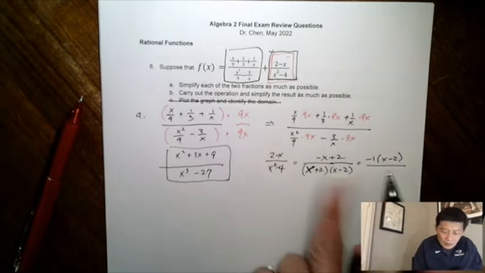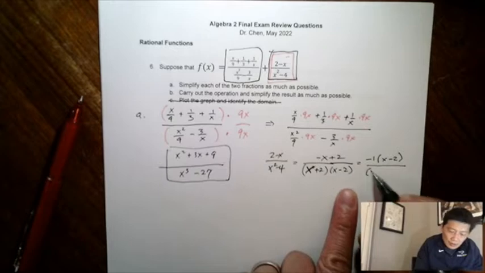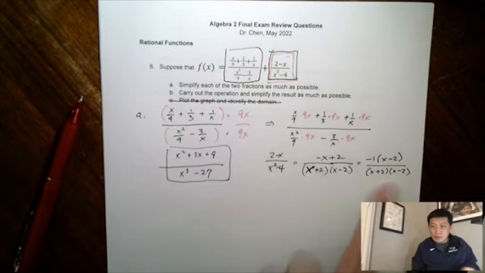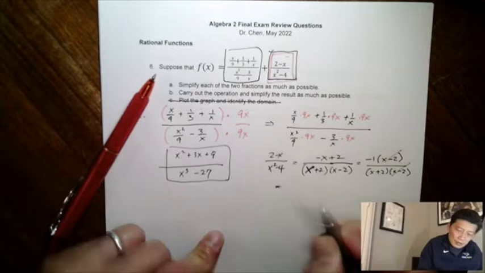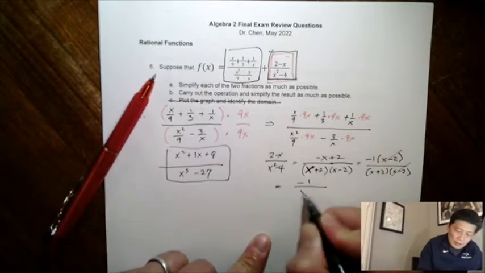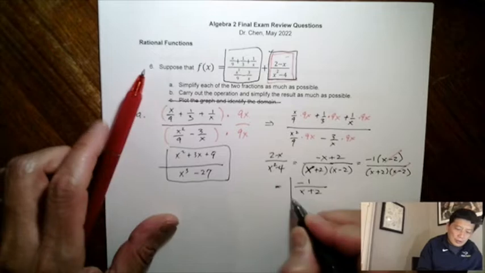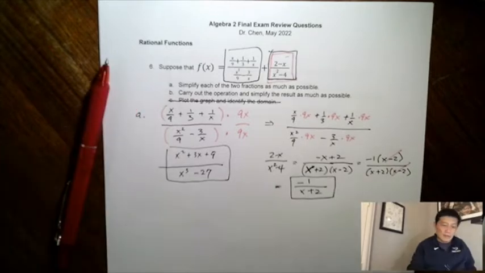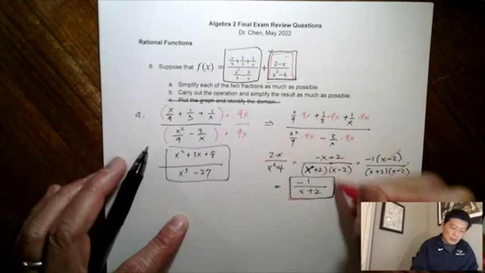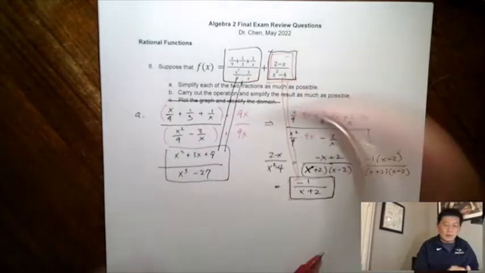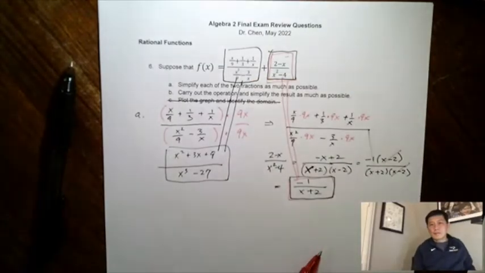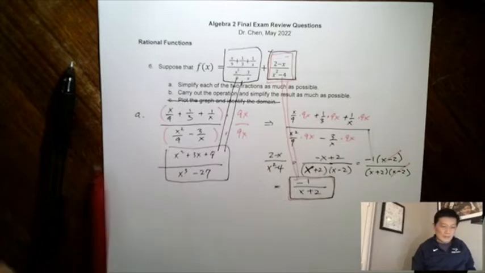Now the advantage of me doing that is, take a look at this, I end up with a term that I get to cancel. So I can cancel this term out. Then I end up with negative 1 over x plus 2. That becomes my second term. So you see, this one and this one are the same, and this one is the same. So I end up with two simplified terms. That's how you simplify.